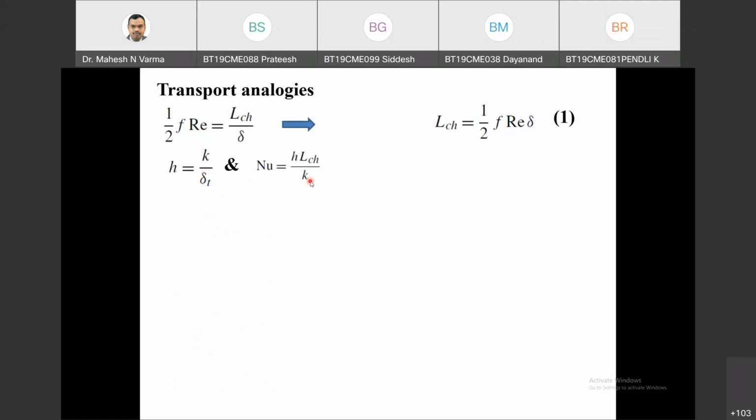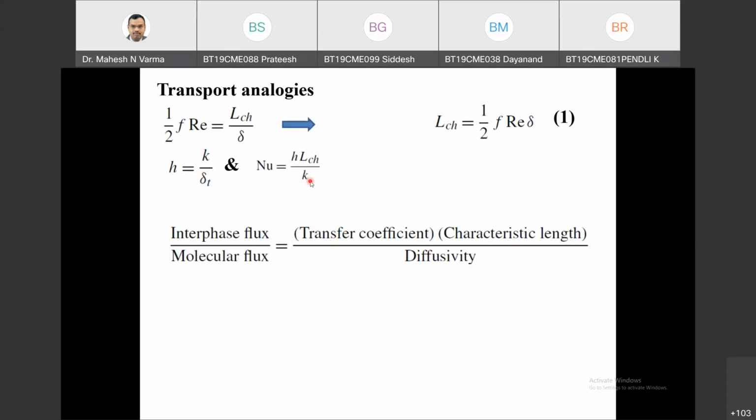This is the ratio of two fluxes. What are these two fluxes? This you can also recall: interface flux divided by molecular flux. This we have already covered in class, so you need to go back and revise this. Rearranging, we got transfer coefficient times characteristic length divided by diffusivity. So the Nusselt number hL by K represents interface flux divided by molecular flux. This is the physical interpretation of the heat transfer coefficient and the ratio of interface flux to molecular flux.